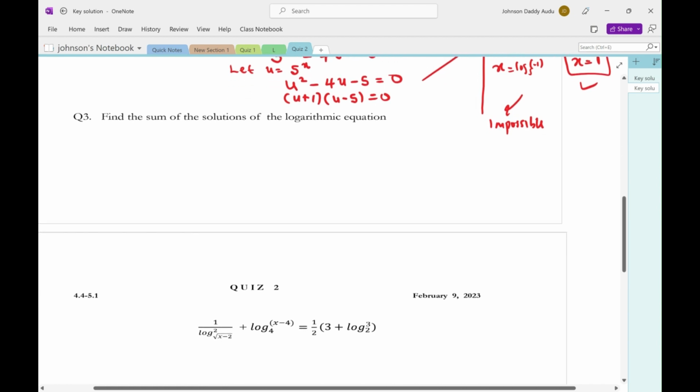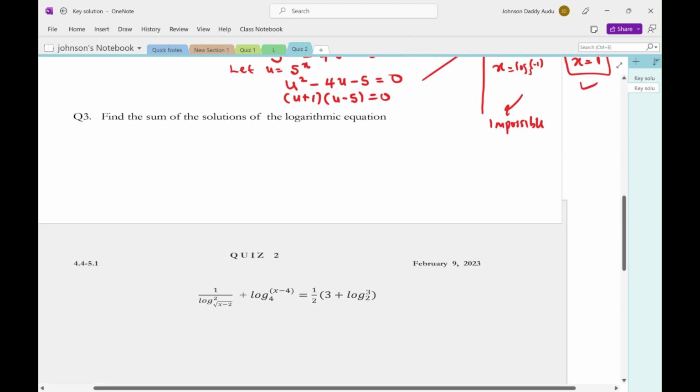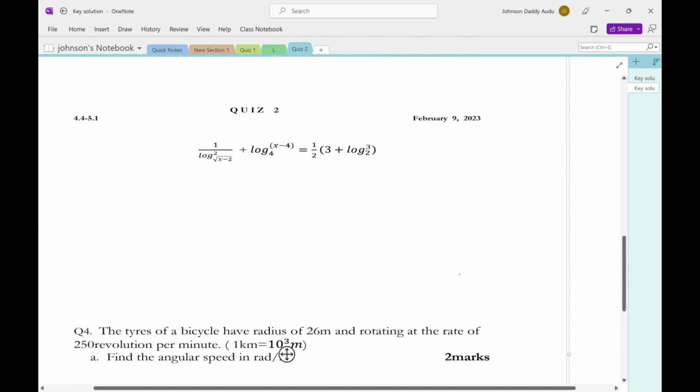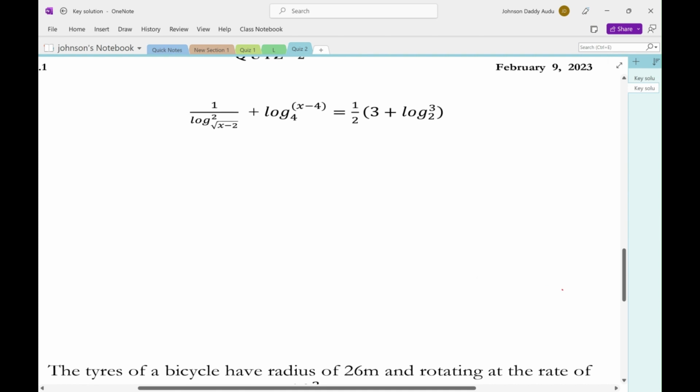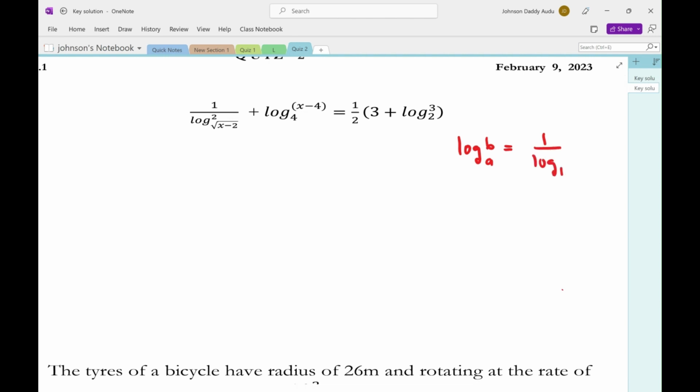All right, for number 3, we want to find the sum of solutions of this logarithmic equation. And this is the equation here. So what can we do? First of all, we know one of the laws of logarithm: log to base a of b is the same thing as 1 over log to base b of a. So since you have 1 over this, you can interchange. The base here will become 2, while here you will have x minus 2. So this and this are just the same thing.